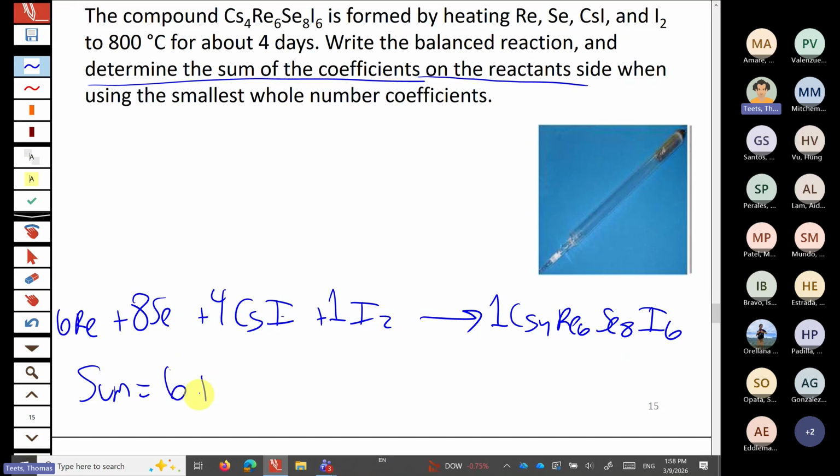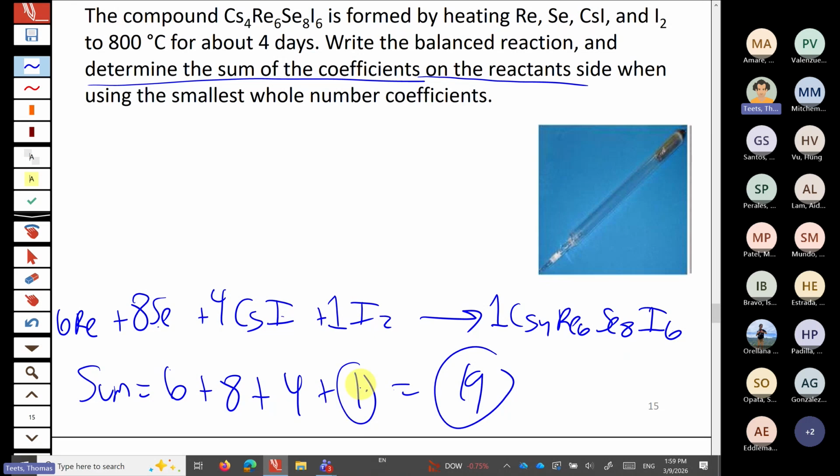So we have 6 from rhenium, 8 from selenium, 4 from cesium iodide. Now remember, we don't usually write in the ones, but they're there. So if that wasn't there, you have to remember that there's a coefficient of 1 implied. So don't forget that one. And so the total would be 19. Okay, so that's the one that you sometimes forget if it's not explicitly written out.